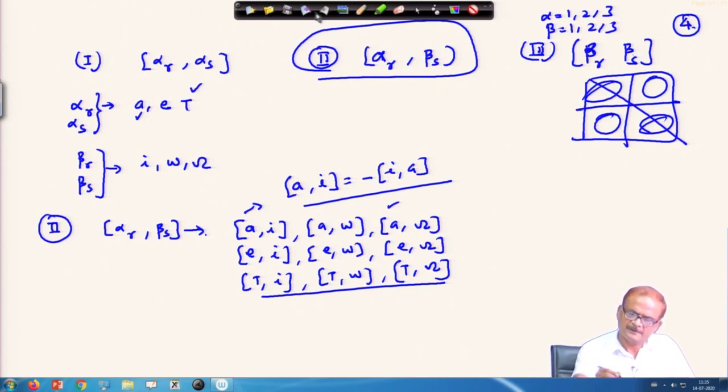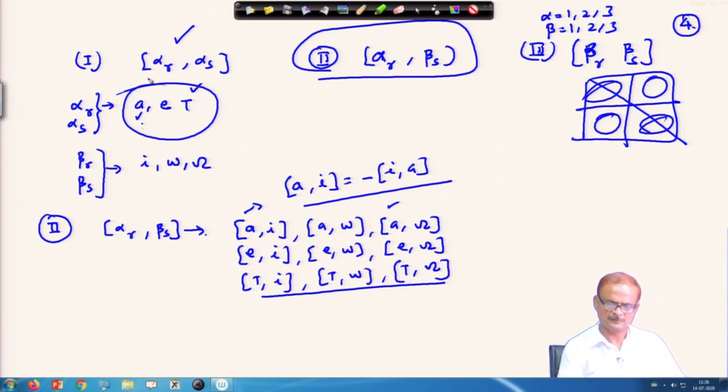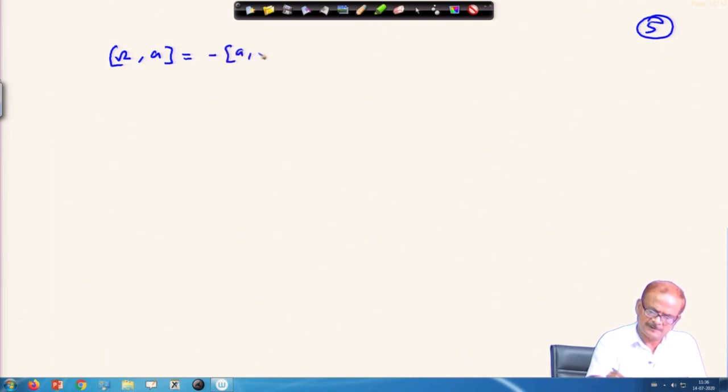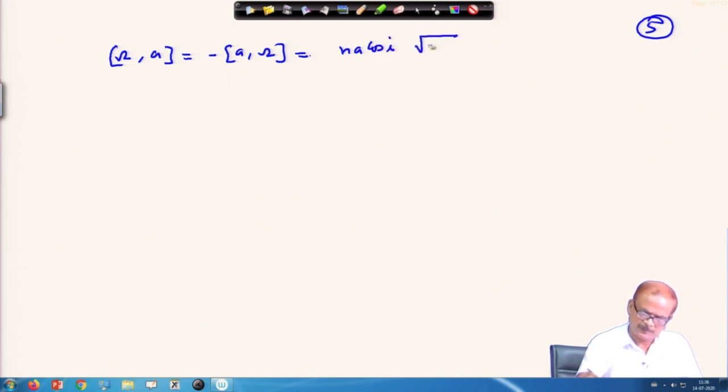Out of that, we have already looked into this: a belongs to the first group, over the first group. That we have computed to be 0, but first we complete this type 2 and thereafter the rest will follow. This exercise can be done, we cannot do so many things here in this place. So, [Ω, a], which is equal to minus [a, Ω], this quantity will be n a cos i times (1 minus e squared) divided by 2.